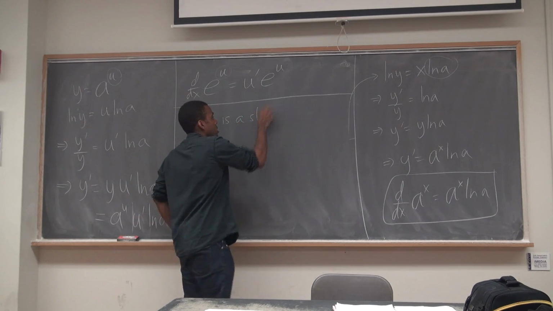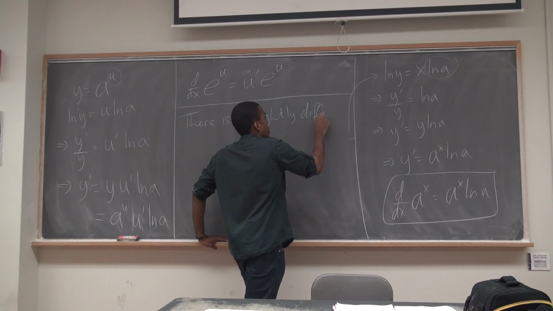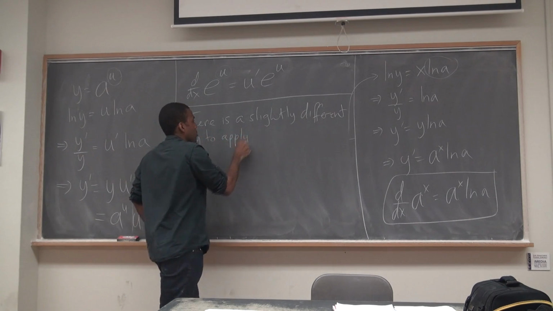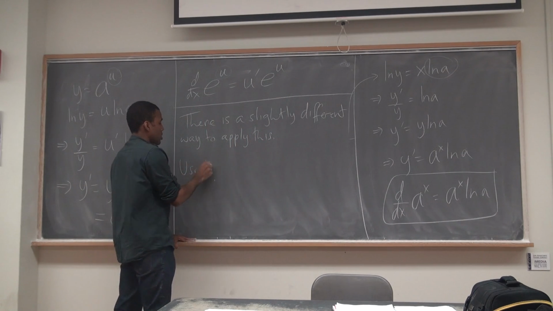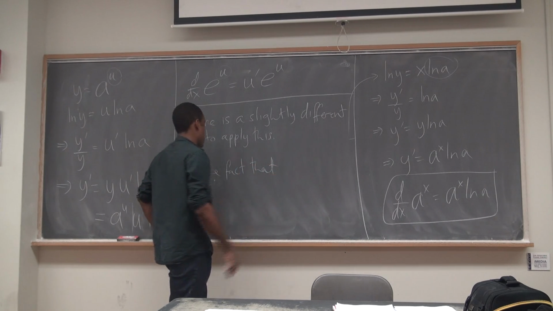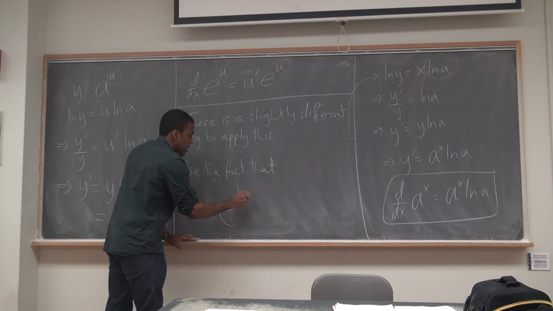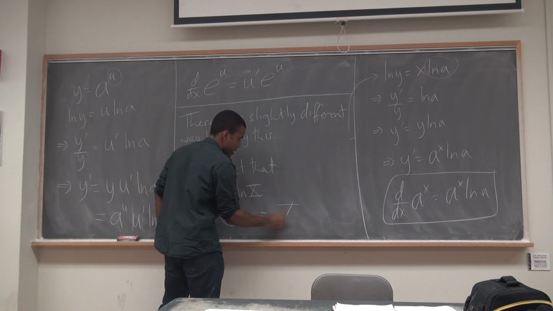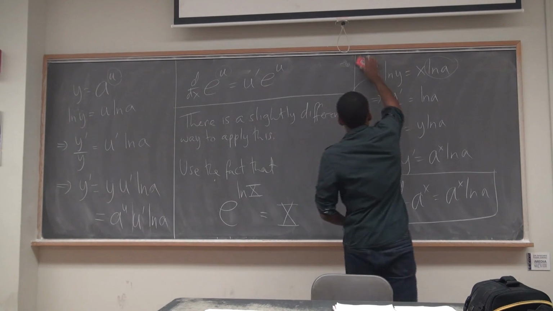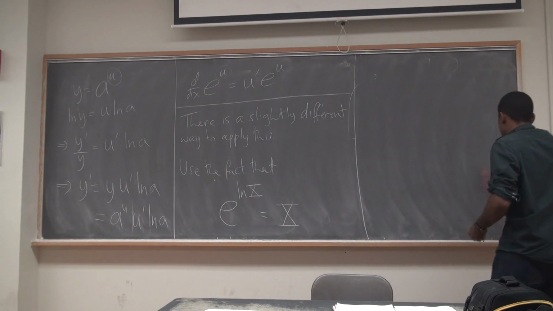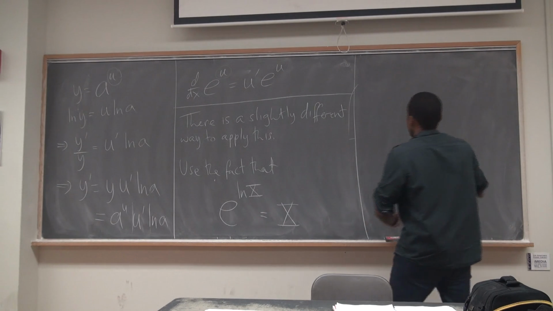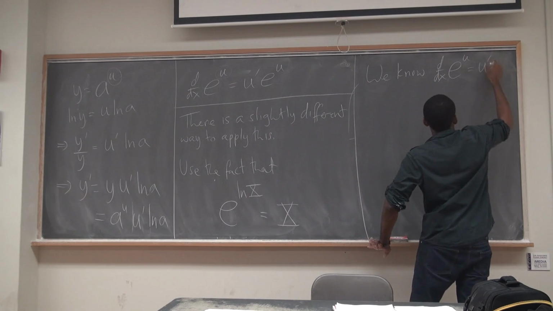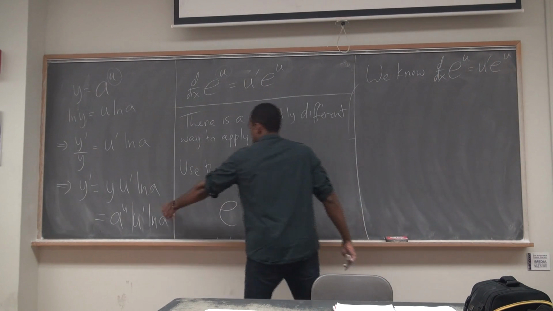There is a slightly different way to apply this, and I'll show you an example of why we might care. Is to use the fact that e to the ln of anything is that anything, right? So another way we could look at something like x to the x is to actually rewrite it with an exponential in it that I know the rule for. So remember, we know at this point that the derivative of e to something is just u prime times e to the same thing, which we proved here.